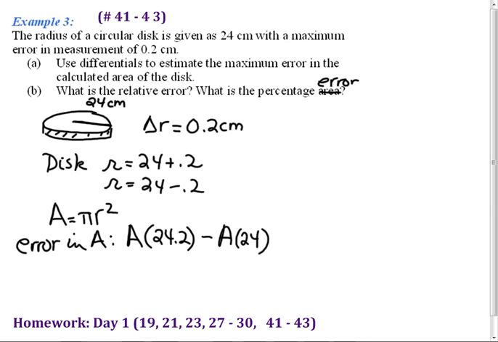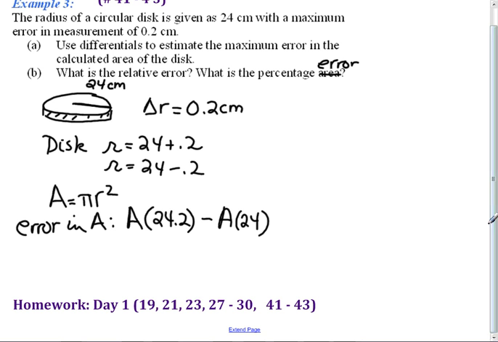No, it's the error. The error is talking about how far off you are from the actual answer, which is 576 pi. And I don't know, what's 24.2 squared? Now I need a calculator. And honestly, I will get out of my desk to get a calculator because I don't want to multiply 24.2 times 24.2. Does anybody have that one?